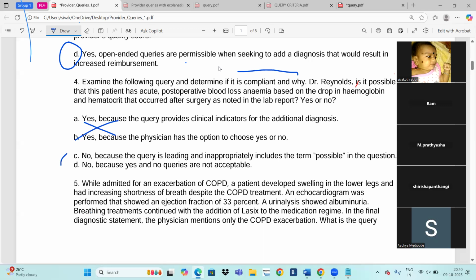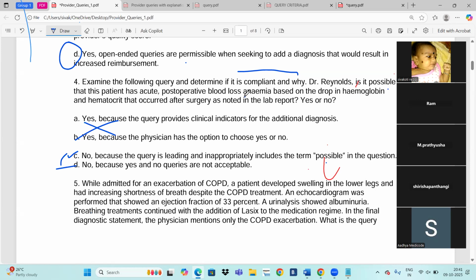Now tell me, C or D? C. Okay, C. No, because the query is leading. It was directly leading to anemia, but inappropriately they included the term possible in the question. They documented simply possible, but all the indicators supported anemia here. They had already documented acute blood loss anemia based on the indicators, like low hemoglobin and hematocrit, and they documented the diagnosis acute blood loss anemia.